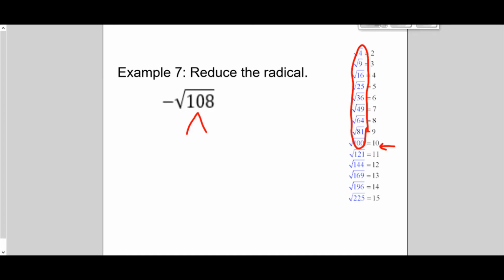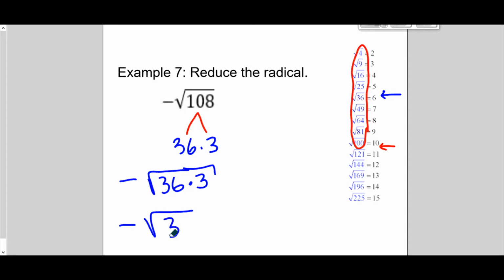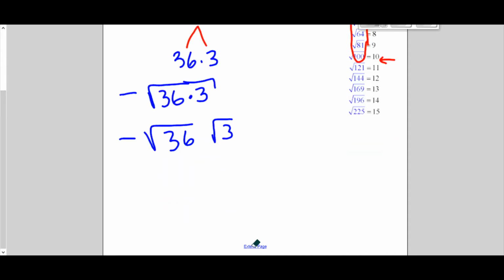So hopefully you gave that a try and you realized that 108 is divisible by 36. That's the largest square number that's going to go into 108. So it's going to be 36 times 3. If you divided 108 by 36, you'd get 3. So I'm going to rewrite this as negative square root of 36 times 3. Again, the product property says I could rewrite this as negative square root of 36 times the square root of 3. The square root of 36 is 6, so this would be negative 6 square root of 3. So that would be my answer.